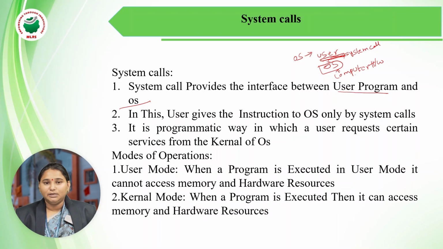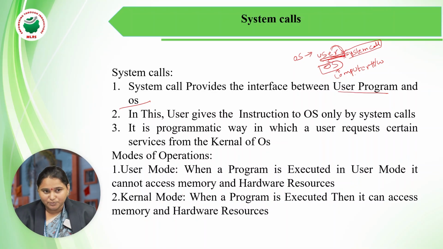System call is nothing but we are calling to the system. Next, the user gives the instruction to the OS only by system calls. Whatever instructions the user has given can be executed through system calls only. Next, it is a programmatic way in which a user requests certain services from the kernel of the OS.